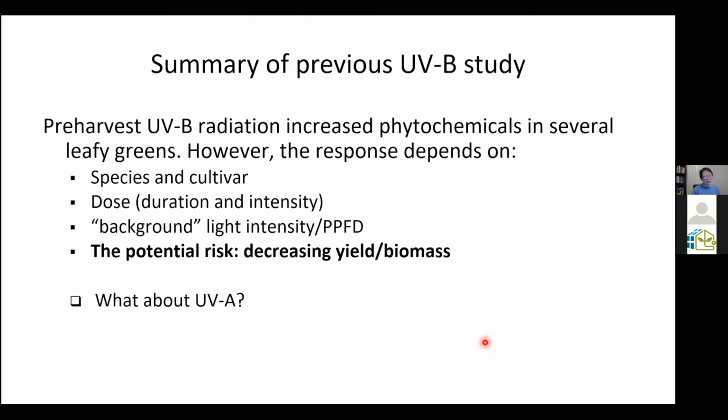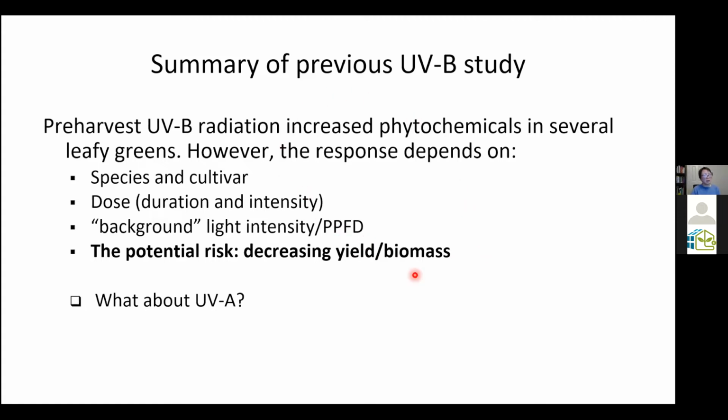So to summarize our previous UVB study, we found that UVB can increase phytochemicals in several leafy greens. However, the response depends on the species and cultivar, and also on the dose and the background light intensity. Most importantly, there's a potential risk of decreasing the yield or biomass. And there's also a risk to human health, because you have to make sure that when UVB is turned on, there's nobody inside the growth room.